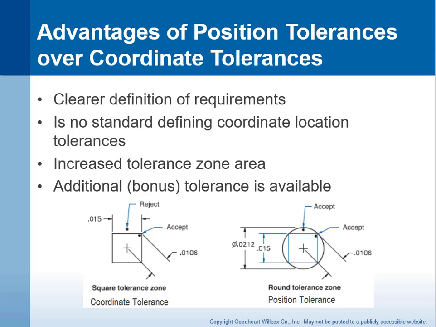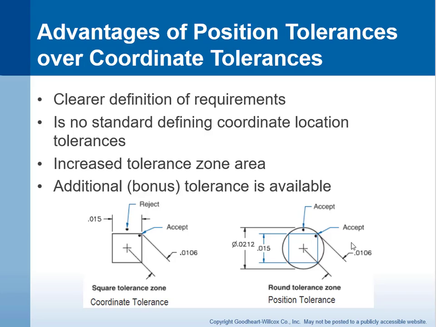Okay, we were talking about the advantages of position tolerances over coordinate tolerances. Position tolerances clearly have a better definition, and we pick up this bonus tolerance here, so additional tolerance is available. Coordinate tolerance is where you have a square or rectangular zone. This is determined by plus or minus tolerances.